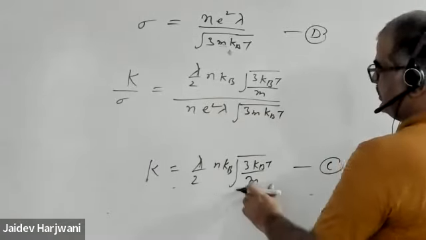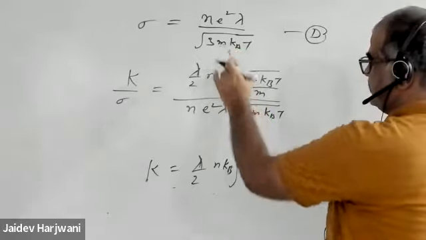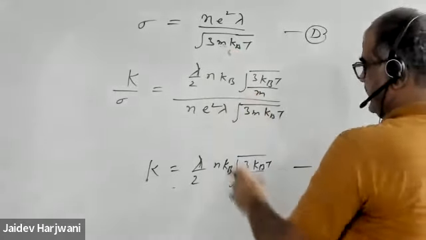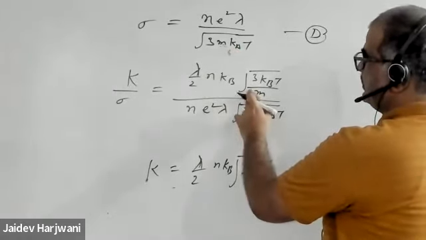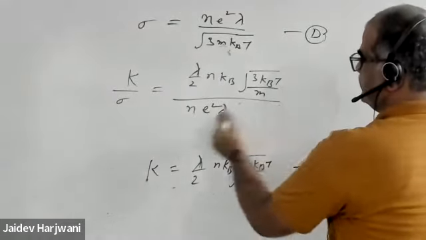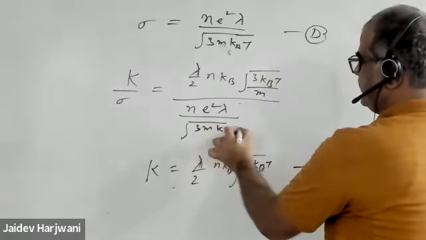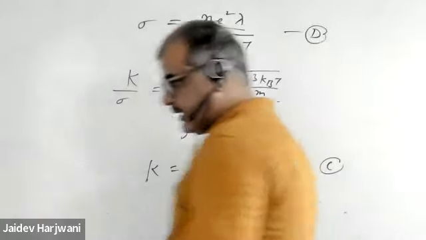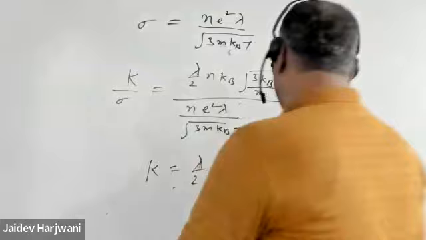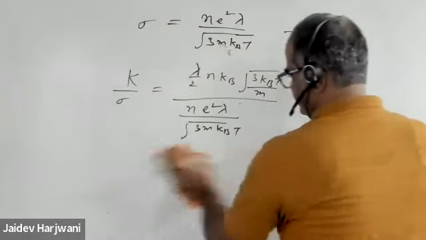Three m. This m is here down in K, and here in electric conductivity also you have m down. n e square lambda over 3m kBT. Solve it and tell me what is coming. 3k square T by 2e square.